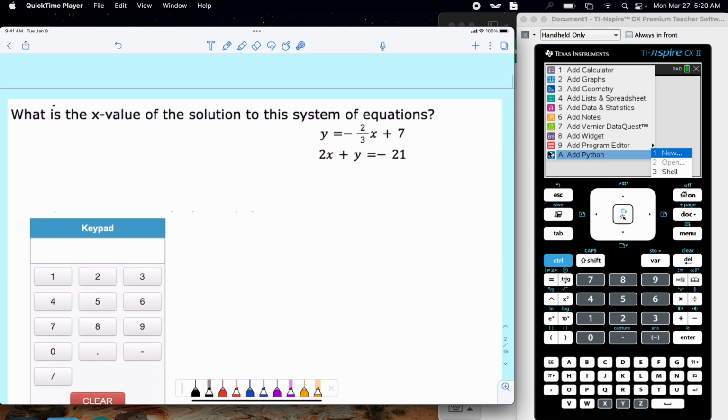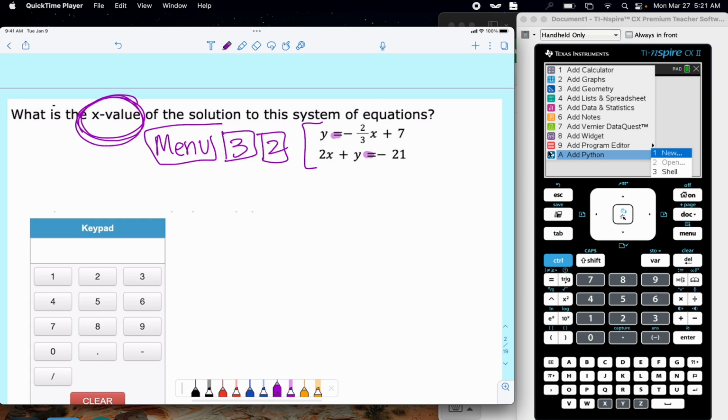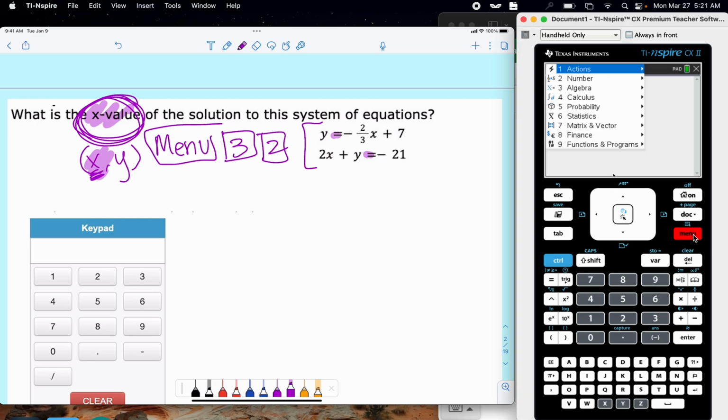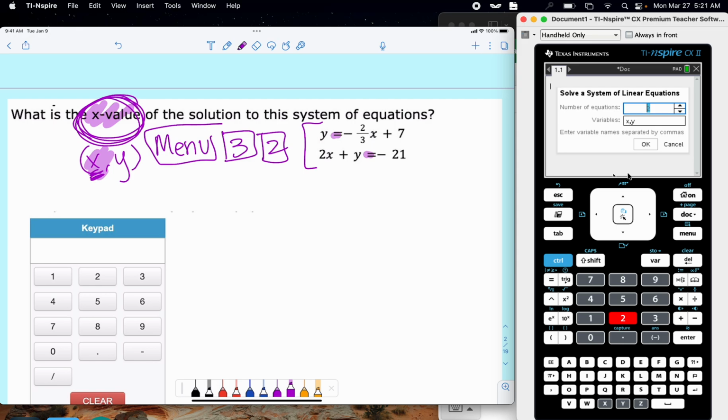Our first one says, what is the x value of the solution to the system of equations? We have two equal signs, and it's two equations. So we're going to do menu 3, 2, and we're looking for the x value, the first number. So what we're going to do is go to calculator, menu 3, 2, and this screen, don't ever change it, just press OK.